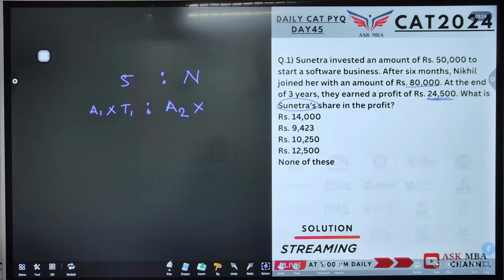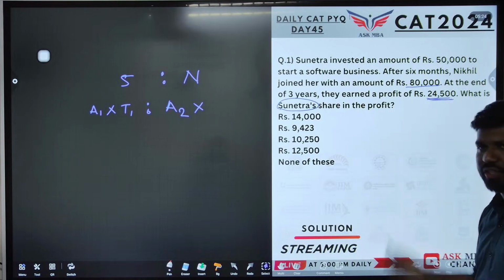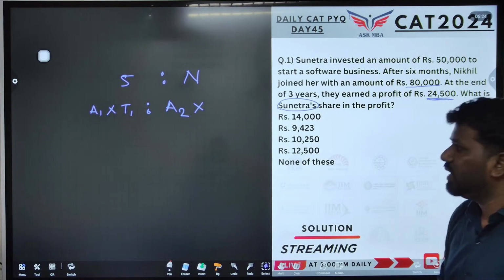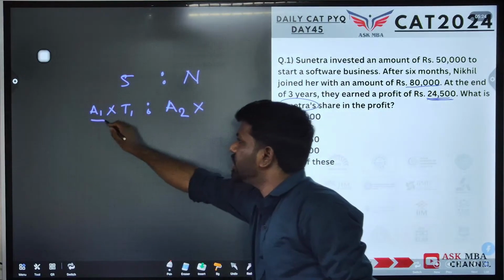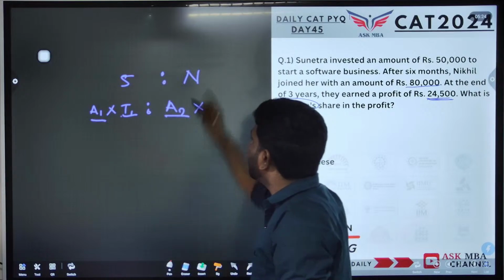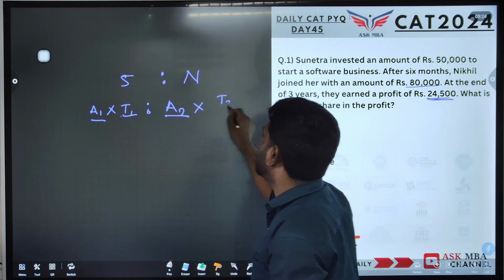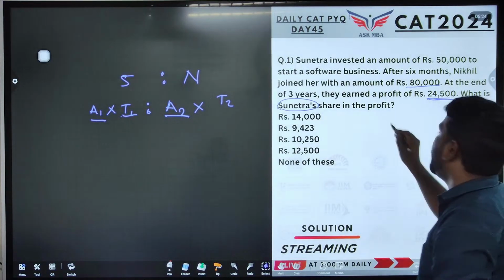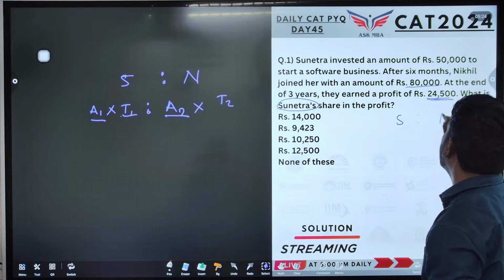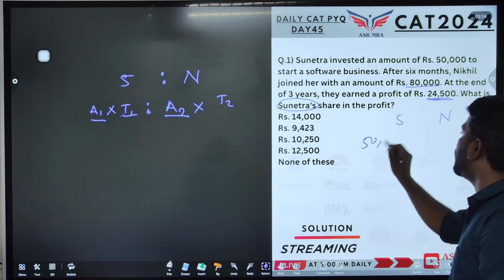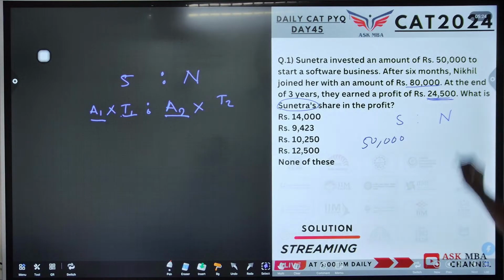Now what I'm trying to say is, how do we calculate profit share? Profit share तो उसी से बनता है ना कि उसने पैसा कितना डाला और कितने टाइम के लिए डाला, right? That's what I've written here. Amount invested by Sunitra into time and amount invested by Nikhil into his time. Now the amount is clear. Sunitra और निखिल दोनों ने कितना इन्वेस्ट किया था, यहाँ पे 50,000. ठीक है, निखिल ने कितना इन्वेस्ट किया था, यहाँ पे 80,000.